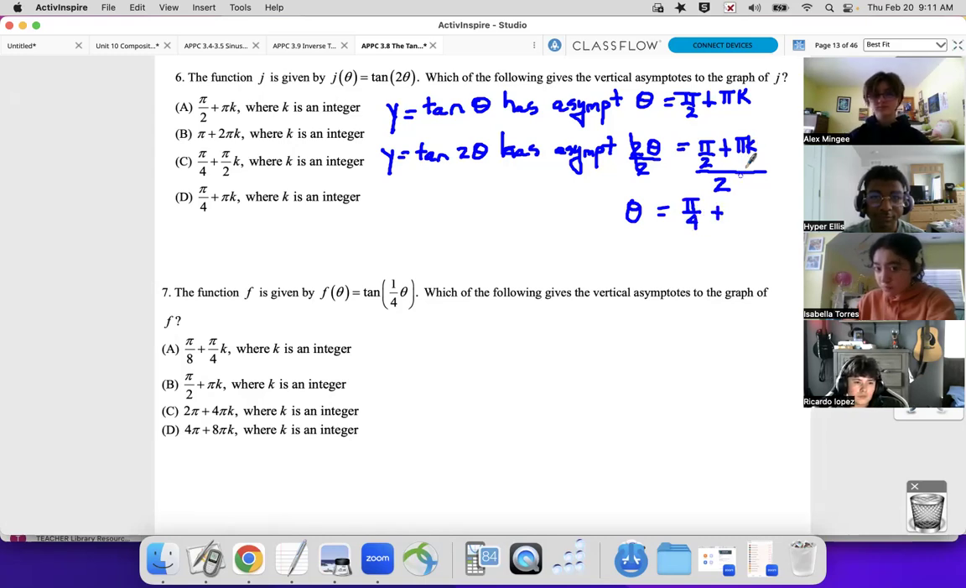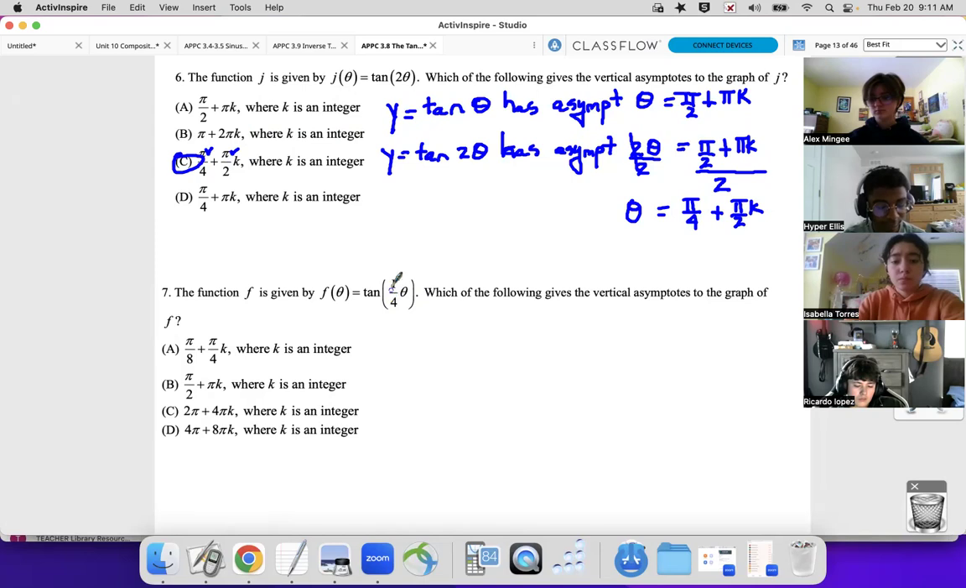And the new period is pi halves k. That's all you do: you take that 2 and divide it into the original. So the original was pi halves plus pi k. So that 2 divides that and you get pi fourths plus pi halves k. I think it's this one right here.